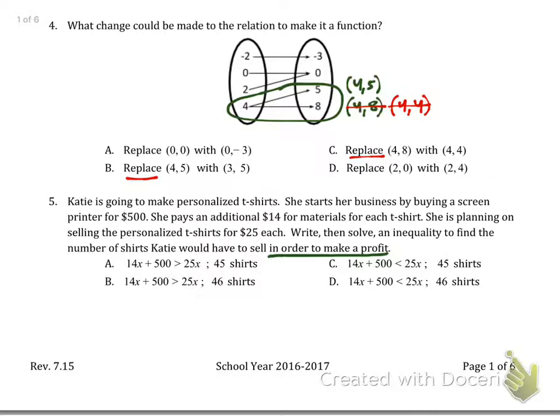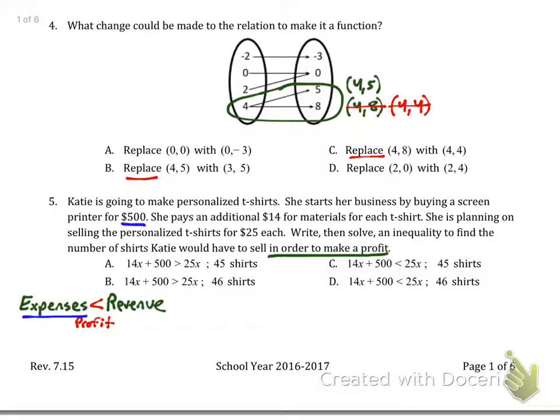First of all, you have to know how do you make a profit? Well, you've got your expenses and you've got your revenue. A profit is when the revenue, how much money you get, is bigger than the expenses, how much money you use, or the cost. So that is the inequality we need to set up.